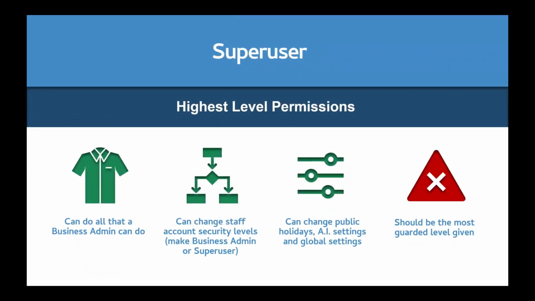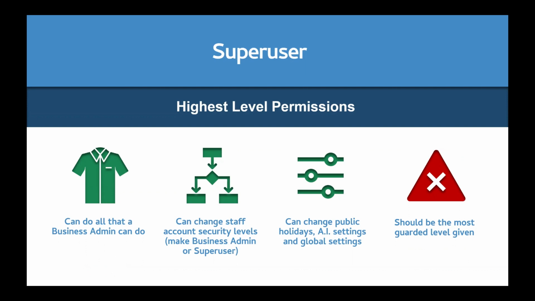Finally, the super user account has the highest level permissions. So super users can do all that business admins can do. They can also change staff account security levels. So they can turn a staff account into a business admin or a super user.